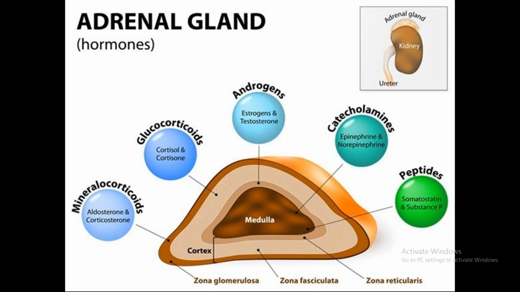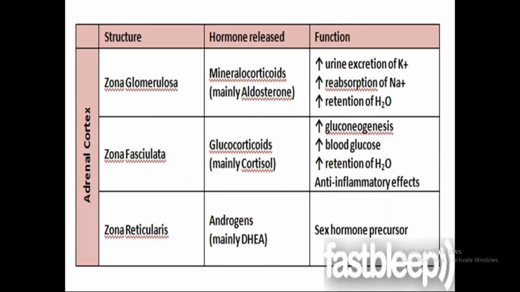Examples for mineralocorticoids, as the name itself indicates, are aldosterone and corticosteroids, mainly involved in electrolyte balance. Next, glucocorticoids: as the name indicates, cortisol and cortisone are examples, and they show their impact on carbohydrate metabolism. Androgens, estrogen, and testosterone are the sex hormones. Catecholamines are epinephrine and norepinephrine.